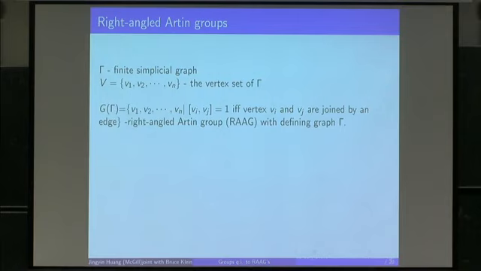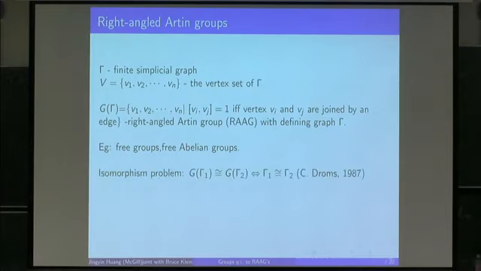For example, if Gamma is discrete, then G of Gamma is a free group because there are no relations. If Gamma is complete, then we have a free abelian group. So in general, we can think of a RAAG as an interpolation between free groups and free abelian groups. The isomorphism problem of RAAGs has a very neat solution: two RAAGs are isomorphic if and only if the corresponding graphs are isomorphic.